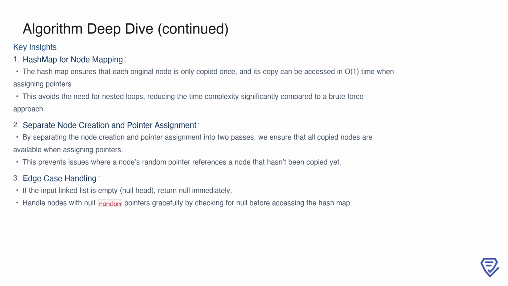Additionally, the algorithm gracefully handles edge cases. If the input linked list is empty, we immediately return null. For nodes with null random pointers, we ensure that these are correctly represented as null in the copied list by checking for null before accessing the hash map.